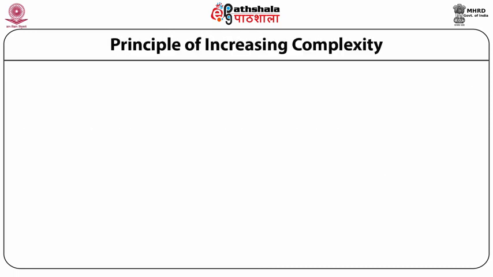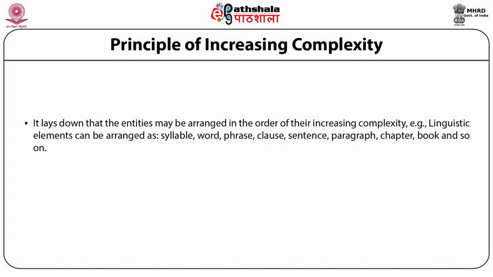Principle of increasing complexity. It is also somewhat related with the principle of increasing quantity. It lays down that the entities may be arranged in the order of their increasing complexity. Linguistic elements can be arranged as syllable, word, phrase, clause, sentence, paragraph, chapter, book, and so on. So you can see that here syllable is least complex and chapter of a book is most complex because it comprises of all the preceding entities.